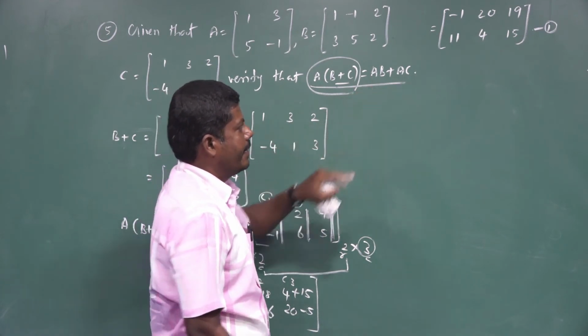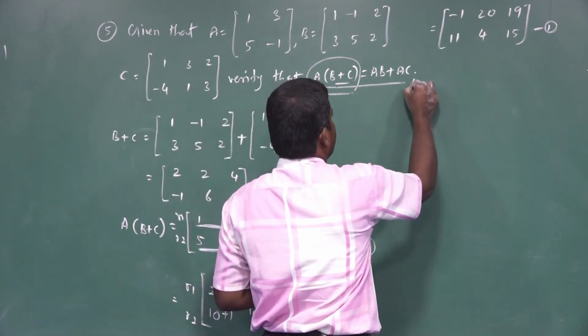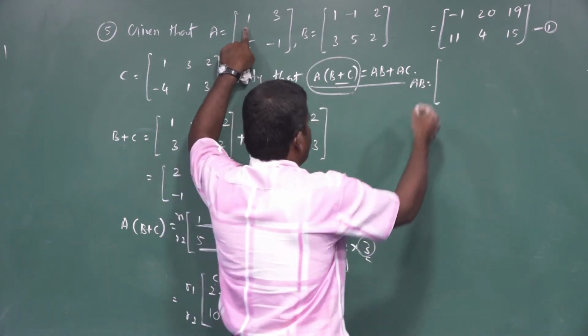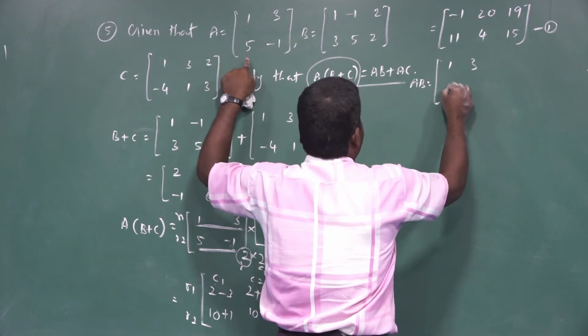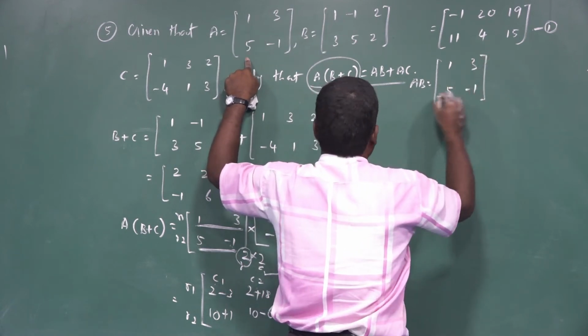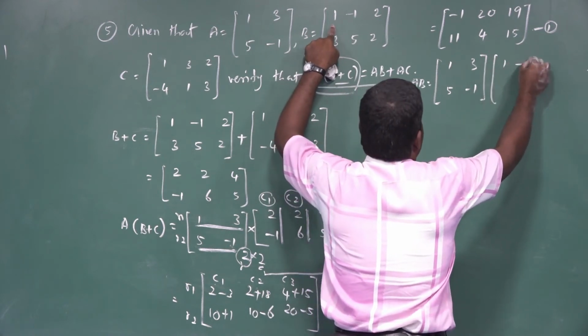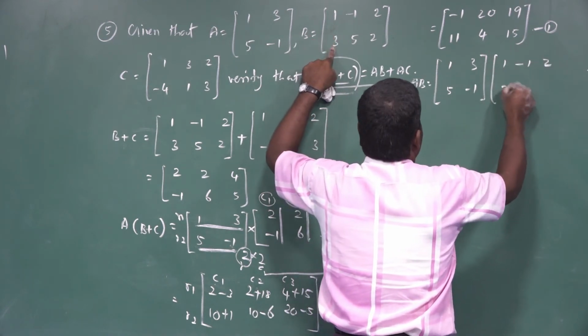First we want to find out AB. AB is equal to, take the A matrix: 1, 3, 5, minus 1. Multiply by the B matrix, you take: 1, minus 1, 2, 3, 5, 2.